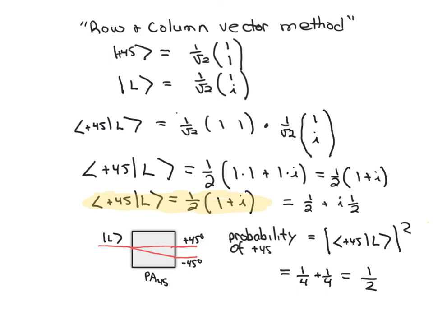And what that means is that if we send our left circularly polarized photon into our polarizer analyzer that's making a measurement with respect to the 45-degree direction, half the time it's going to come out along plus 45, and that must mean that the other half of the time it comes out along the minus 45-degree direction, which I suppose is not a very surprising result in this case.